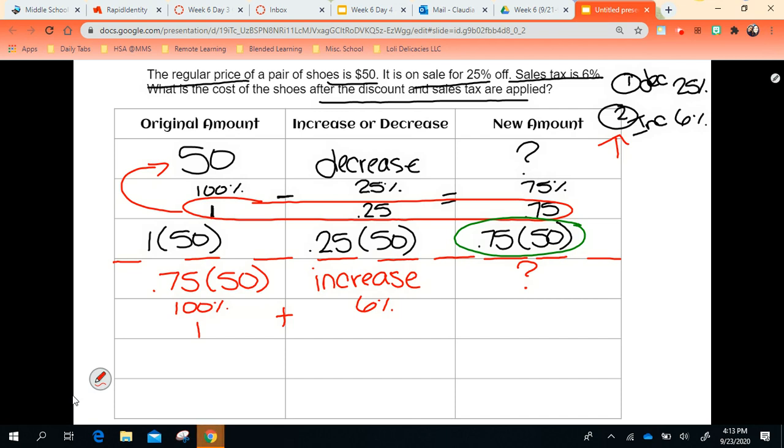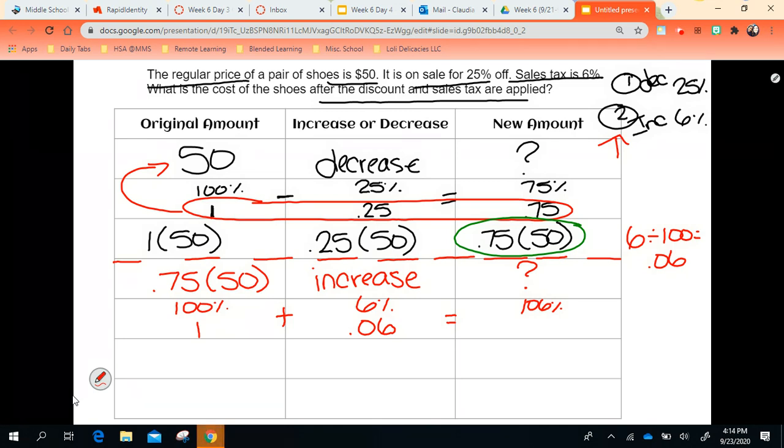6% as a decimal is 0.06. And if you're not sure how to get that, remember to turn a percent into a decimal you're going to do 6 divided by 100, and that gives you 0.06. Now we're going to add them across. So 100 plus 6 is 106%.